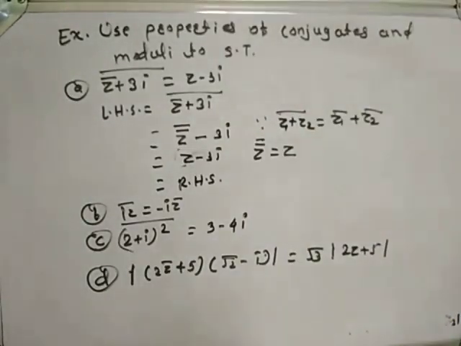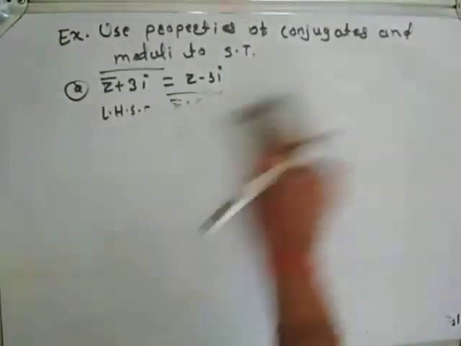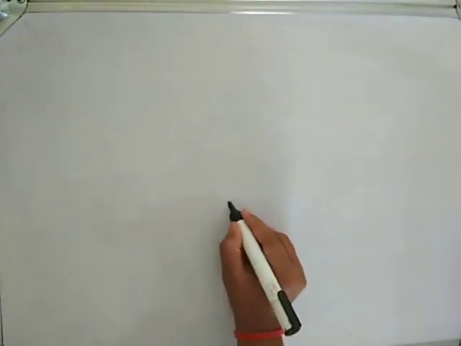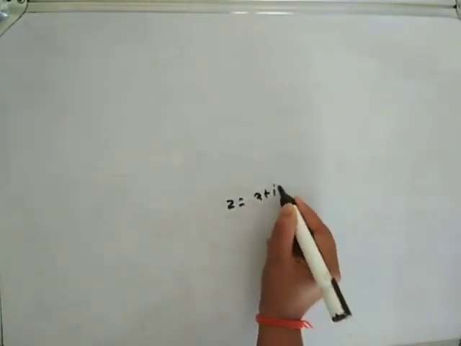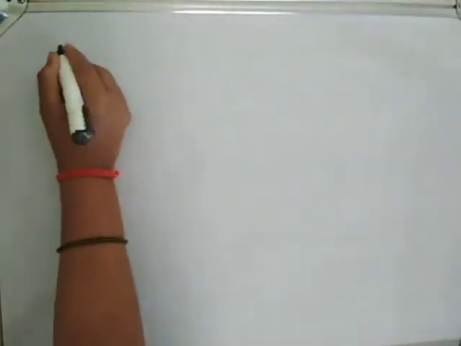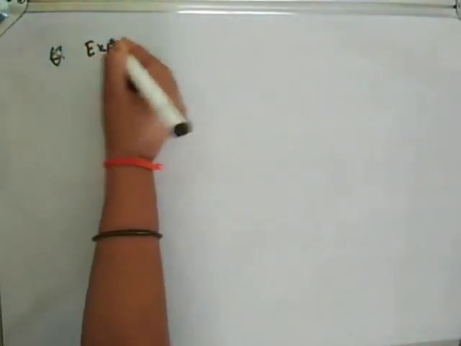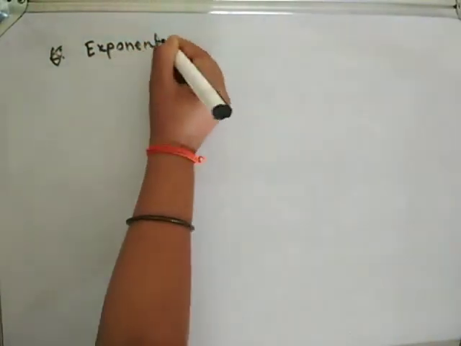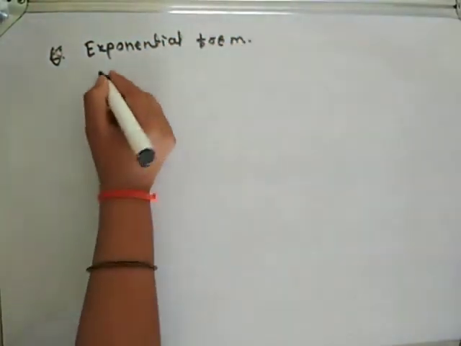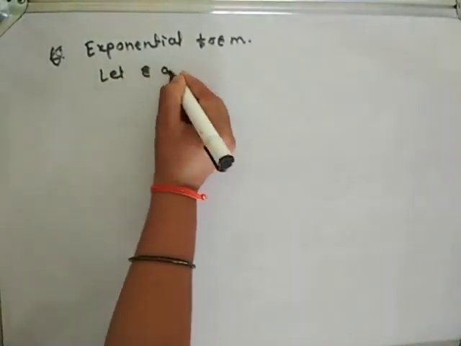Let us take next topic, exponential form. Up to this we have seen rectangular form of complex number. In rectangular form, complex number is of the form x plus iy. Now we will see exponential form of complex number. Okay.